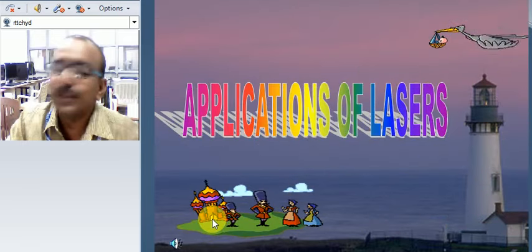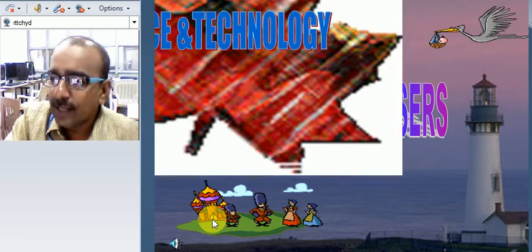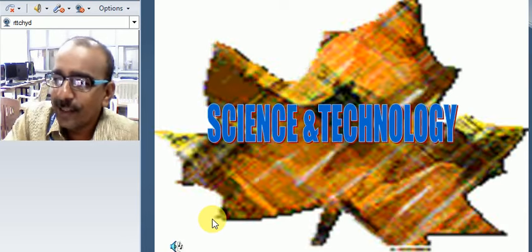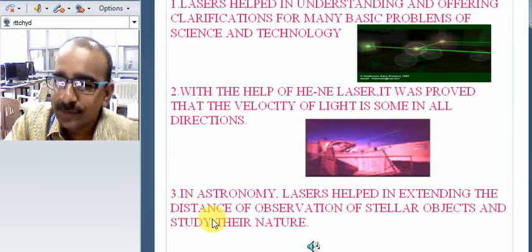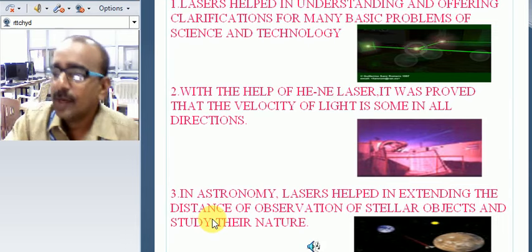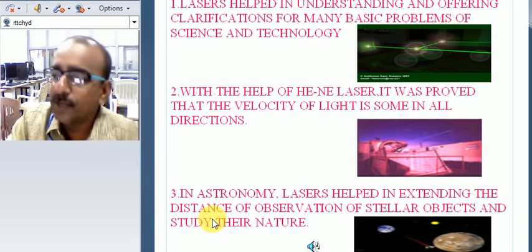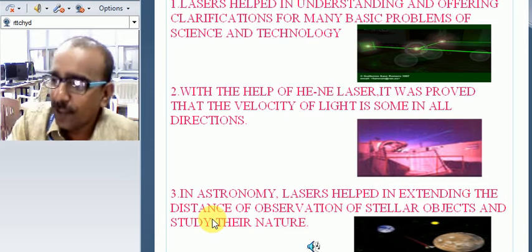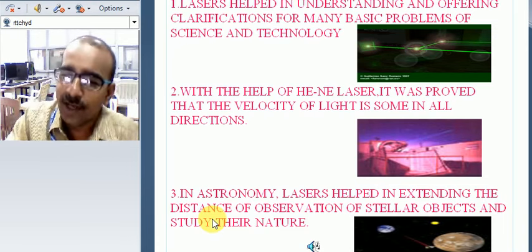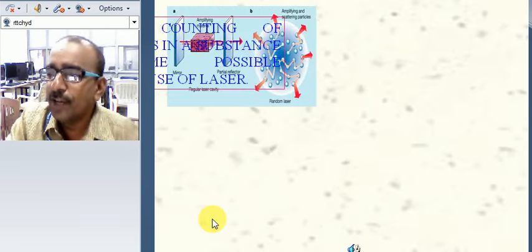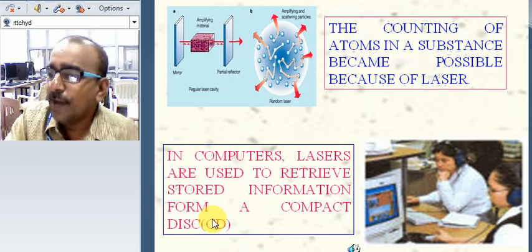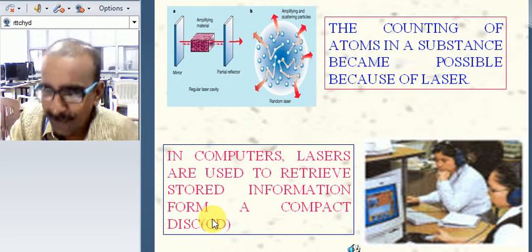Now next we'll study the applications of these lasers, where these lasers are applied. In most of the cases, in science and technology, this slide shows how lasers are helpful. Lasers are helpful in understanding and offering clarifications of many basic problems of science and technology. With the help of the helium neon laser, the velocity of light can be measured. In astronomy, lasers are helping in ascertaining the distance of objects. This slide shows the counting of atoms in a substance, which has become possible due to laser, or the daily use CDs or DVDs work with lasers.